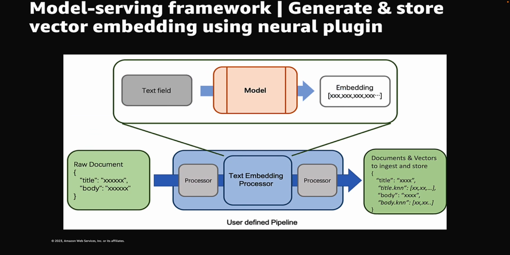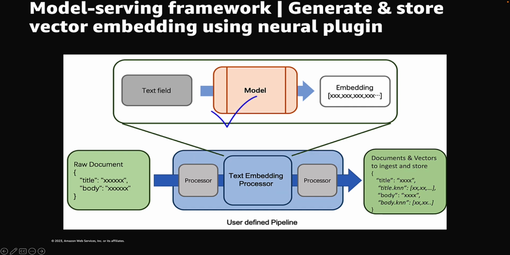Behind the scenes, we will leverage the model serving framework. The framework aims to make it easier to integrate and operationalize ML models on OpenSearch to support a variety of ML use cases. The Neural plugin released in version 2.5 is an experimental feature for you to try out different models to build improved search experience.